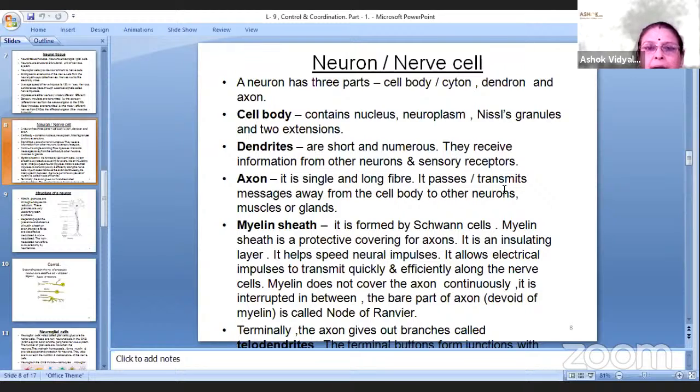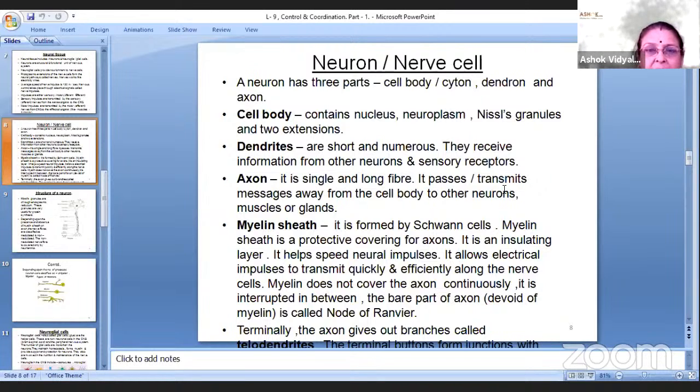Then the second part is the dendrons. These are short and numerous. They receive information from other neurons and sensory receptors. Then the third part is the axon. It is a single and long fiber. Remember the difference between dendrites and axon, students. Dendrites are short and numerous, and they are the receiving branches or processes.